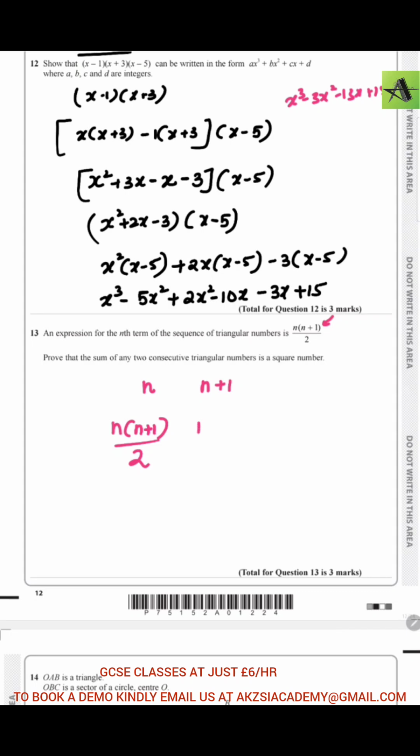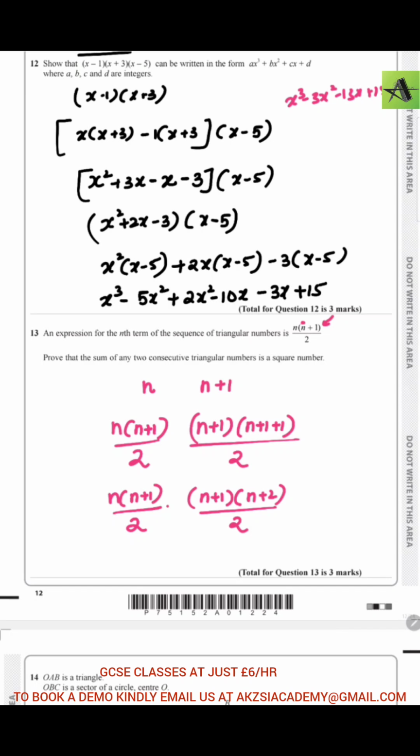N plus 1th term will be, in place of n, I'm writing n plus 1. So in place of n, I'll write n plus 1. And again, in place of n, I'll write n plus 1. And there's 1 there already. So this is n times n plus 1 over 2. And this would be n plus 1 times n plus 2 over 2.